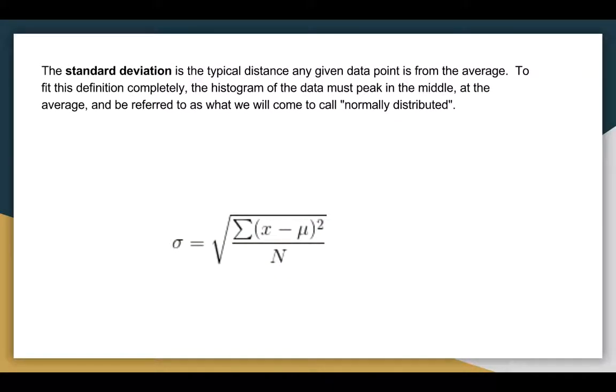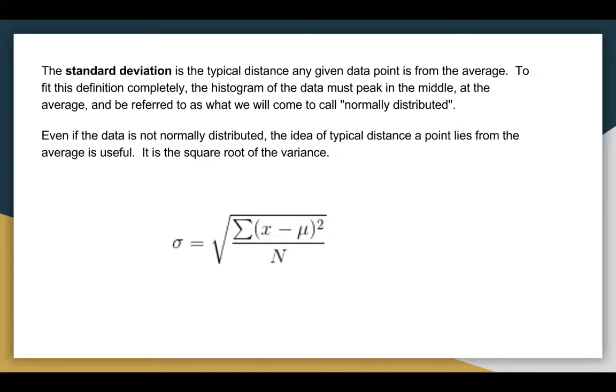So standard deviation is defined as the typical distance any given point is from the average. So when we square root the variance, we get standard deviation. To really fit the definition completely, we're really talking about normally distributed data, so data that peaks up in the middle. However, we can use it even when it's not normally distributed.